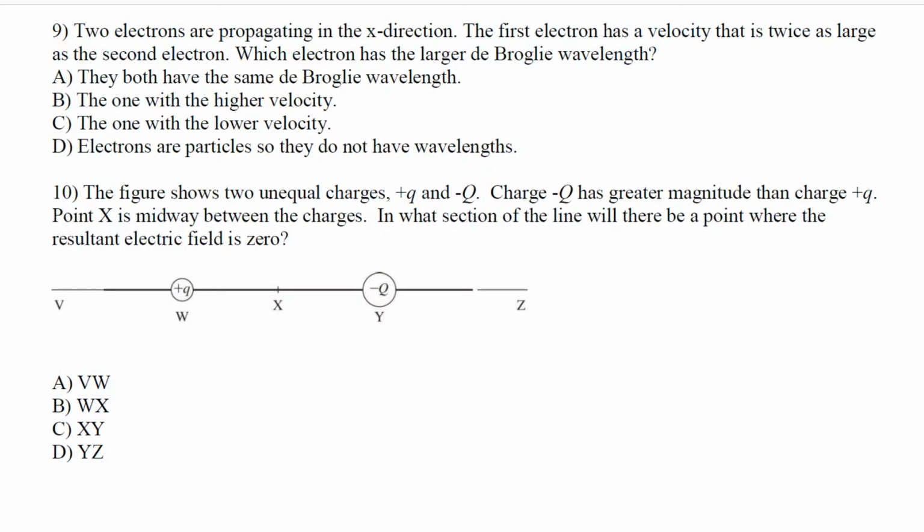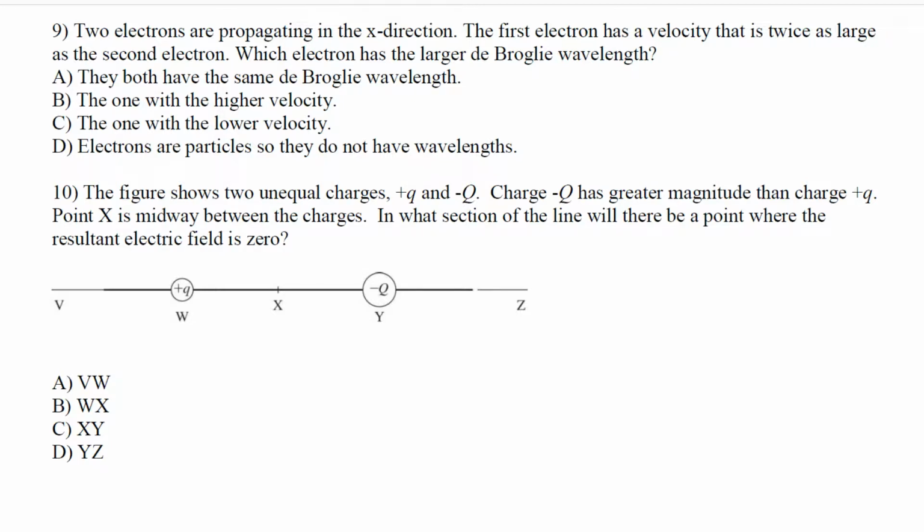Taking a look at number 9, our choices are: they both have the same de Broglie wavelength; B and C are saying the one with the higher velocity or the one with the lower velocity has the larger de Broglie wavelength; and D says electrons are particles, so they do not have wavelengths.